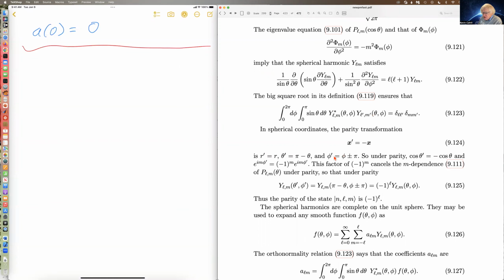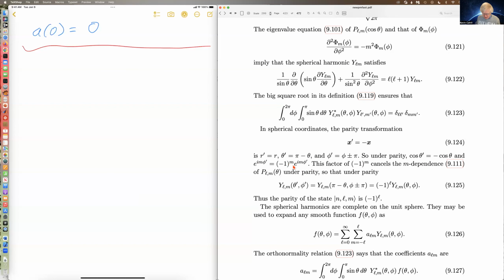The parity transformation is when you take x and you just go down to -x, you just reflect x, y, and z. But then the radial coordinate doesn't change, but theta goes down to pi minus theta, and phi goes from phi to phi plus or minus pi. And that means that cosine theta gets a minus sign, and e to the im phi.